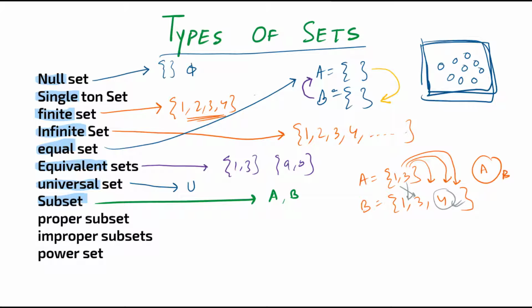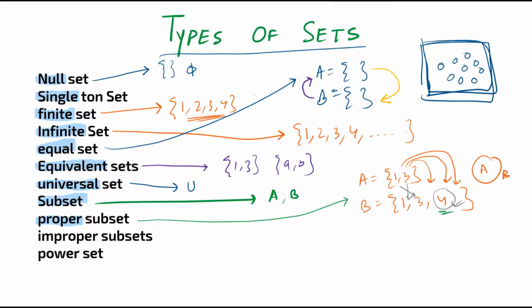Now what is a proper subset? If A is a subset of B and A is not equal to B, then A is called a proper subset of B. So if we take this example itself, which we are working here, now A is a subset of B, totally correct, but A is not equal to B. That is also correct because B has an element 4. That is why A is a proper subset of B.